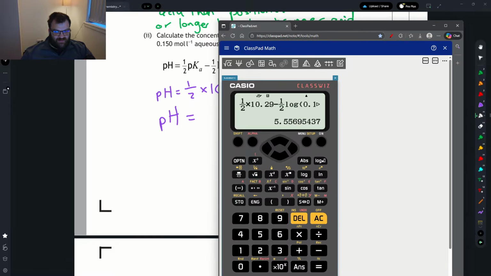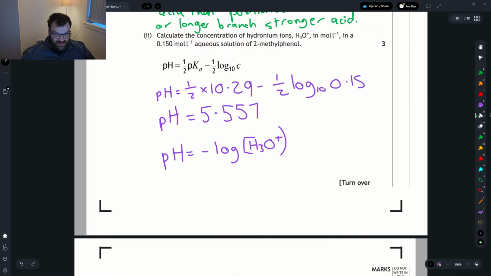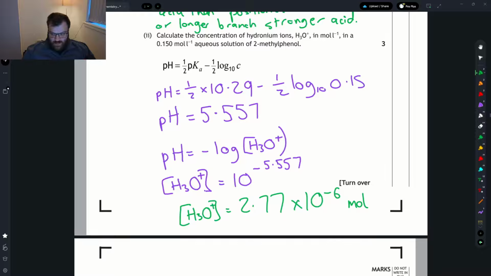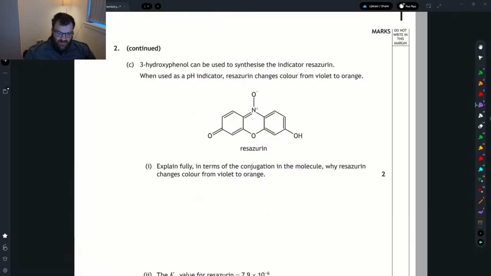well, popping out the calculator, we get this. I would round that to 5.557, we'll say, for this one. And then if pH equals minus log to the base 10 of the hydronium ion concentration, rearrange that for working out the hydronium ion concentration. We do 10 to the power of minus whatever that value was. Plug that in the calculator and we get an answer of 2.77 times 10 to the minus 6 moles per litre.